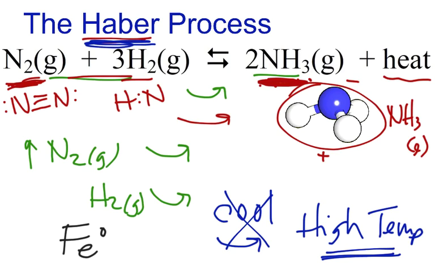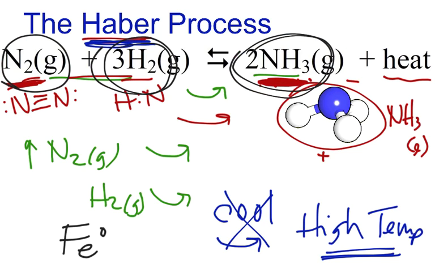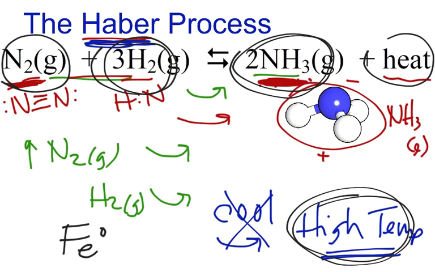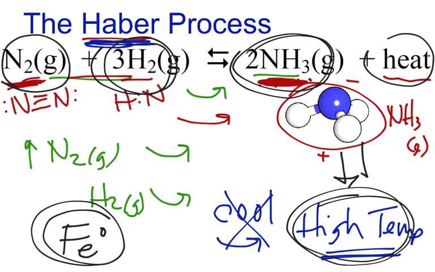So the whole Haber process is use a lot of N2, use a lot of H2, remove the NH3 as it's formed, run it at a relatively high temperature so that it will react quickly, and use this catalyst. If you keep removing this ammonia all the time, that increases the yield of the reaction. You make lots and lots of ammonia. And that is a useful process called the Haber process.